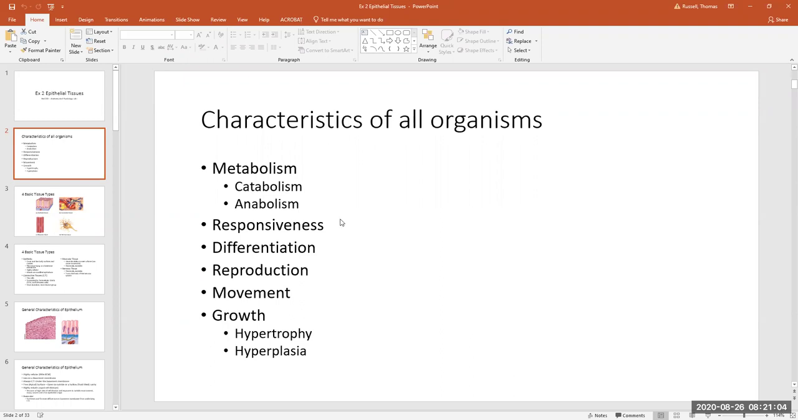All organisms respond to changes in stimulation or stresses in their environment. So responsiveness is one of the most important that we cover through a whole year of A&P. Respond to changes in your environment. Those basically are really reflexes. So we covered that last week, homeostatic feedback loops. And our environments that we have to respond to changes in include your internal environment as well as your external environment.